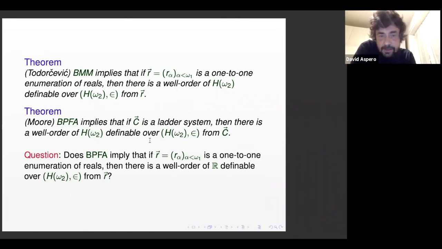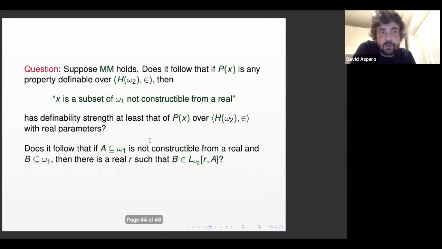So that is a question. Another question I have is the following. Suppose that MM holds. Does it follow that being a subset of omega 1 not constructible from a real is strong enough to define everything else, right? The same situation that we had under star.